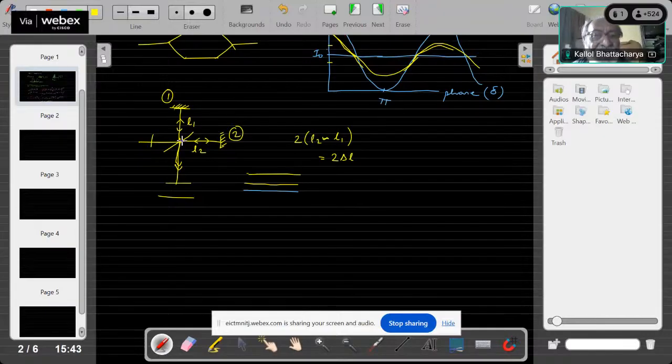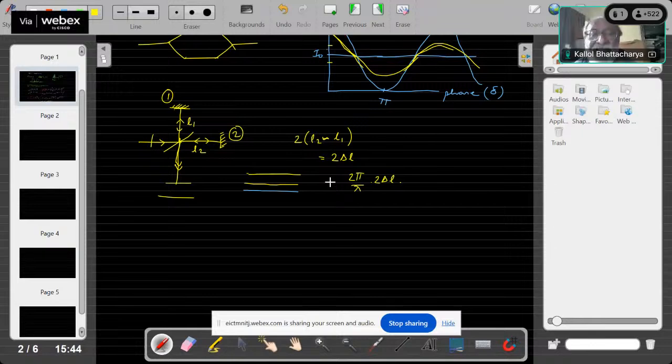After the beam splitter, we do not need to calculate because they have traveled the same path till the screen. Before the beam splitter, we also need not calculate because it was one beam only. We only need the difference between the lengths of the two arms, twice of that. So this is the optical path difference. As we discussed in the last class, what is the phase difference? The phase difference is 2 pi by lambda into the optical path difference, which is 2 into delta L.